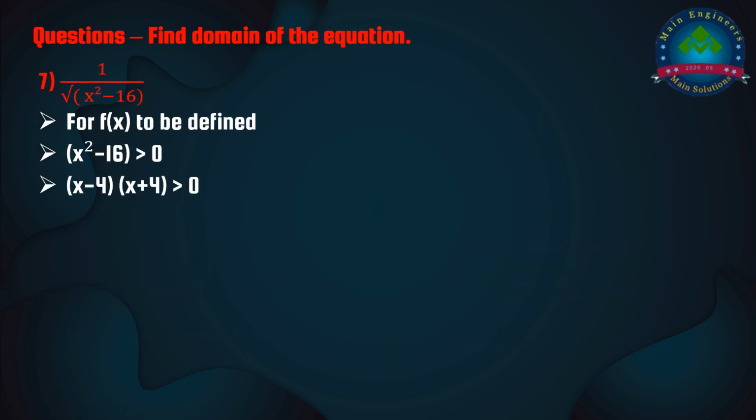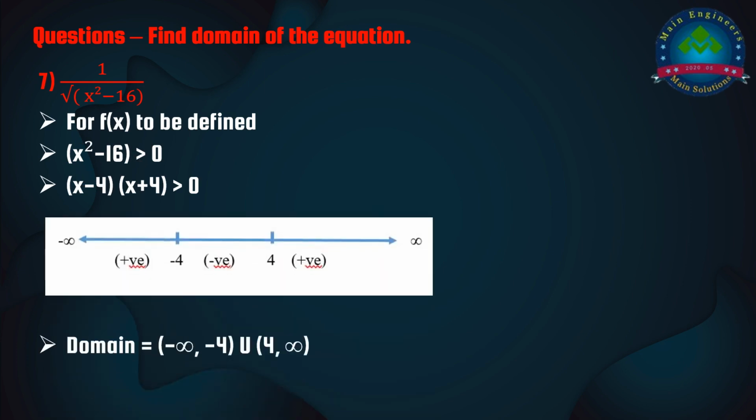Let's take one more question. So 1 by root over x square minus 16. Again, anything in the root should be non-negative, and it is in the denominator, so it is going to be greater than 0. So we use the same condition for x to be defined. x square minus 16 is going to be greater than 0. So a square minus b square form. Again, (x minus 4)(x plus 4). Again, we have to sketch the drawing to find out the domain.